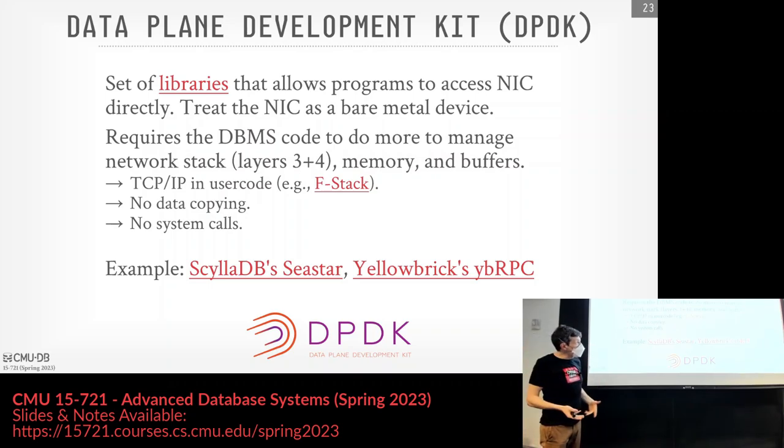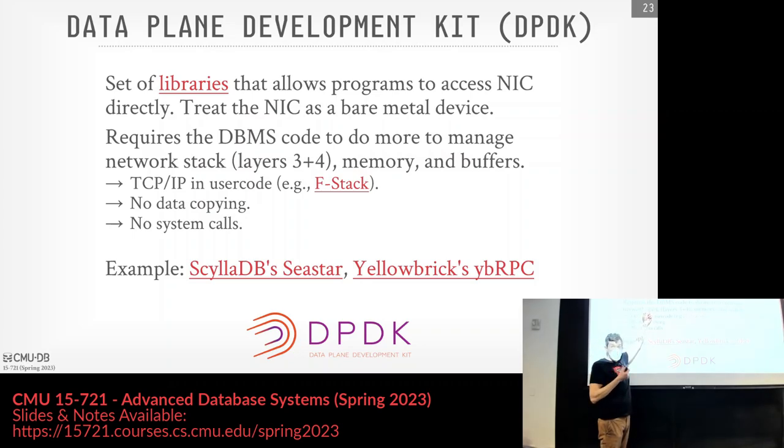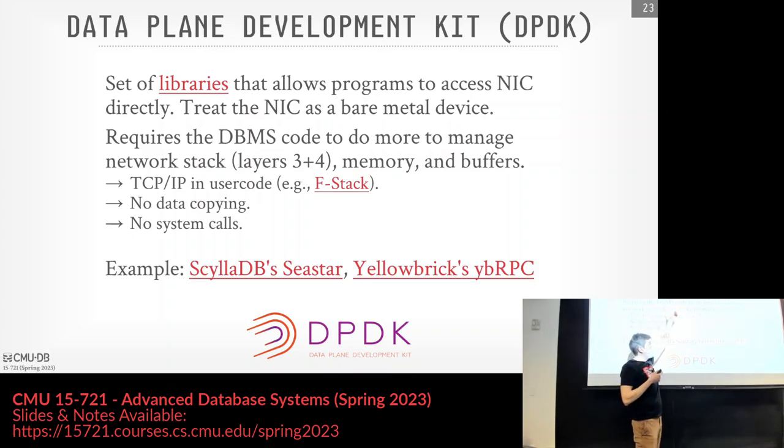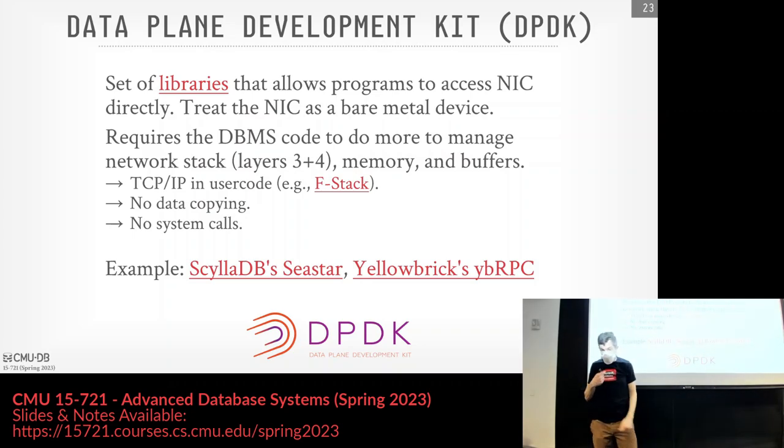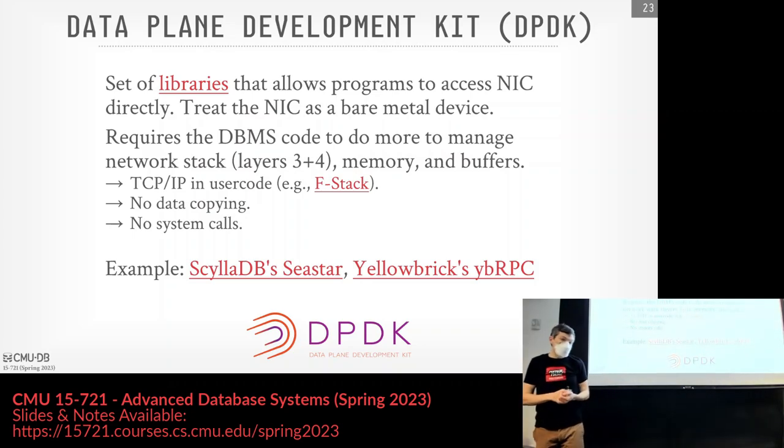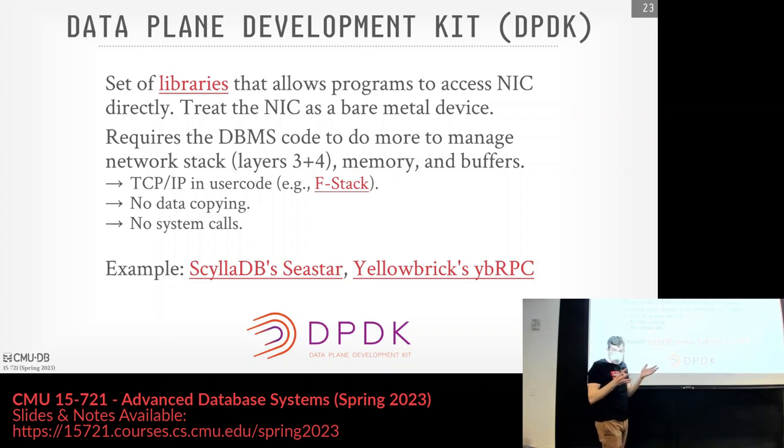To make this work, in the database system we have to implement a bunch of stuff ourselves. Because we're going directly at the hardware device, we have to implement layers 3 and 4, TCP/IP, in our database system. We have to manage the buffers. When the NIC gets something, we have to get notified and put that data somewhere. That's all now our responsibility. The benefit you potentially get, in theory, is almost zero-copy access to network messages, and the rest of the database system doesn't know that it came through DPDK.